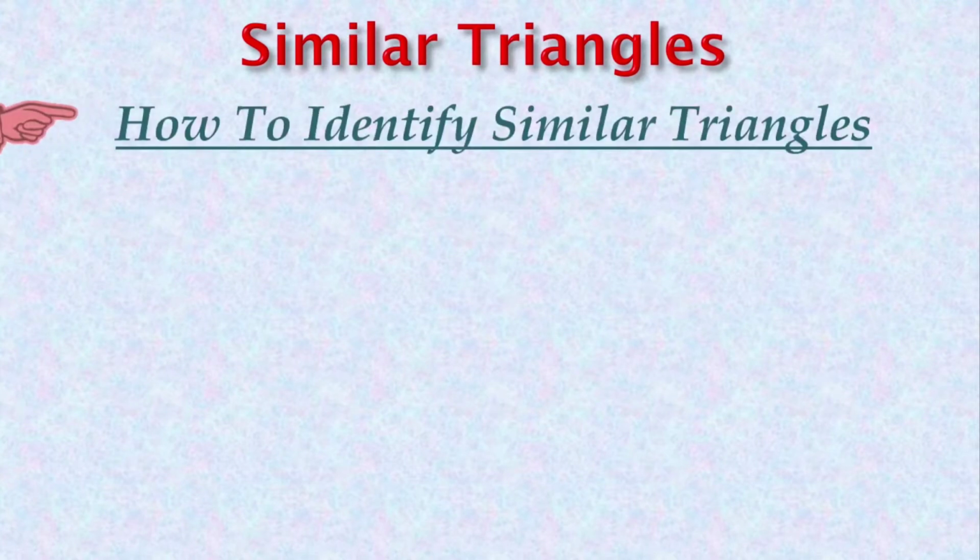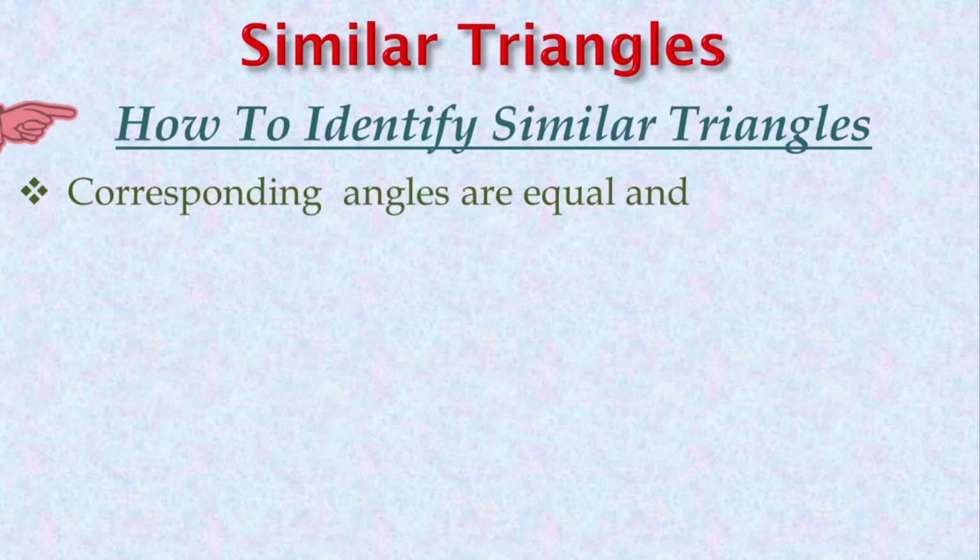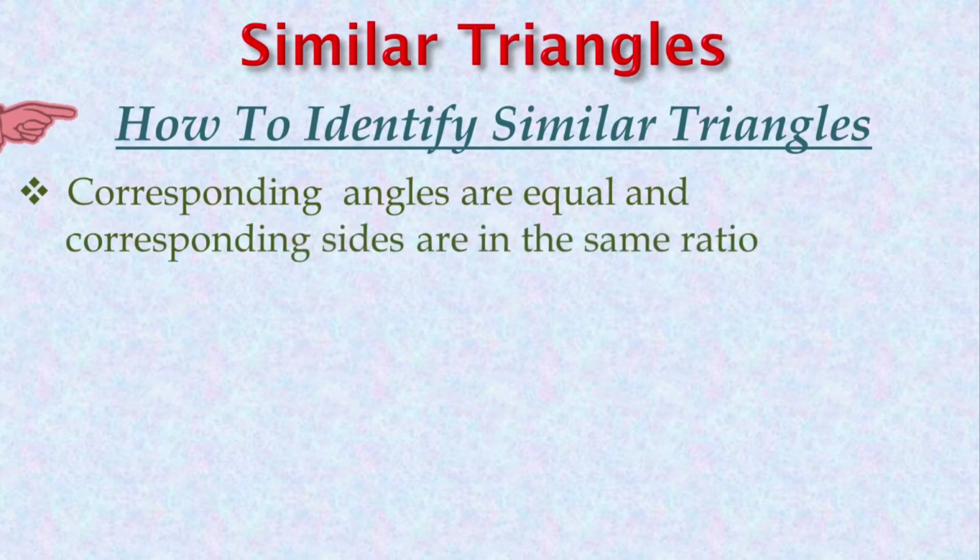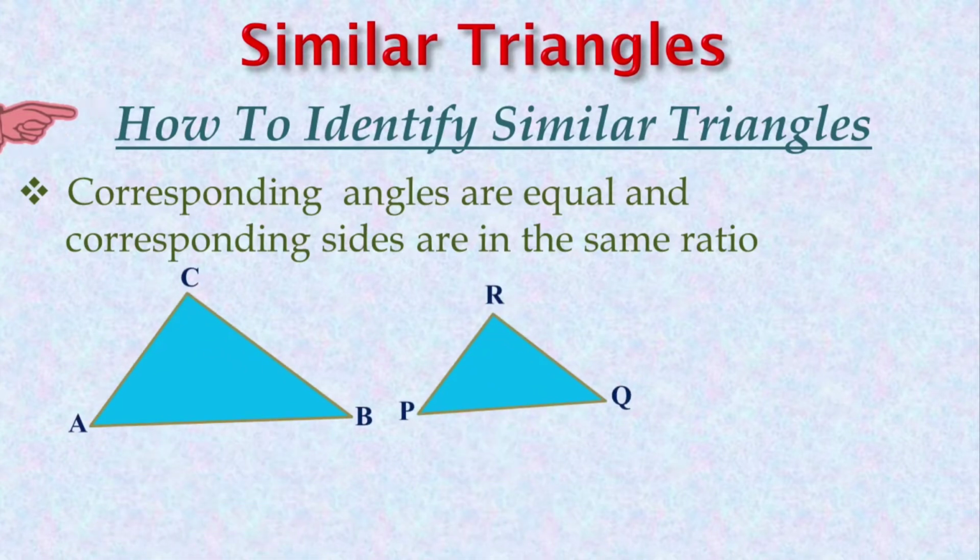Now, let's take a look at similar triangles. So, how do you identify similar triangles? To identify similar triangles, note that the corresponding angles must be equal. Likewise, the corresponding sides must be in the same ratio. Now, take a look at these similar triangles.